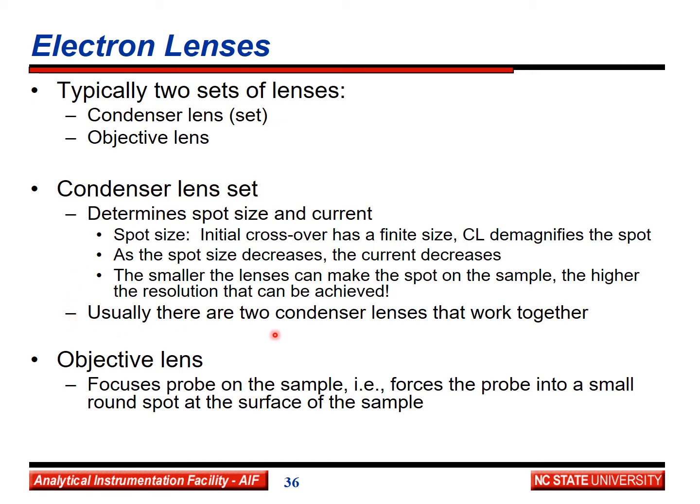There's usually two condenser lenses that work together, although I know of at least one SEM that has three, and I know of at least one that only has one condenser lens. The objective lens is going to focus the probe on the sample, which means we're going to force the probe into a small, round spot at the surface of the sample.